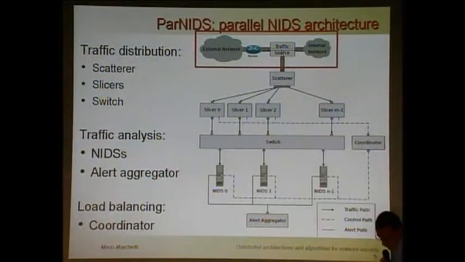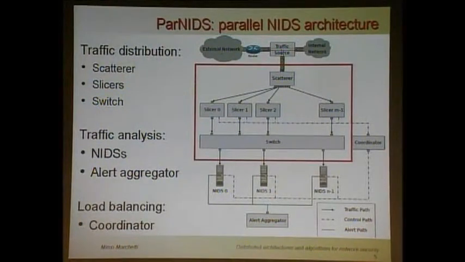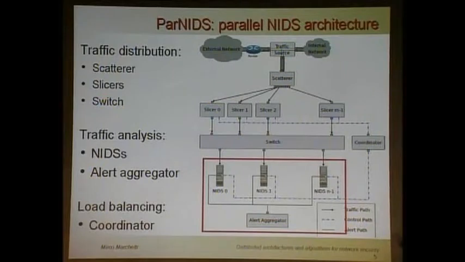Now, I will not go into detail in the functions of each of these elements. The first layers of the architecture have the purpose of distributing the network traffic across the set of parallel network traffic analyzers. So we have network intrusion detection systems working on different traffic slices. Their alerts are collected by a single alert aggregator that serves the network administrator in order to have a single interface, which is functionally similar to the interface used to manage a single network intrusion detection system.